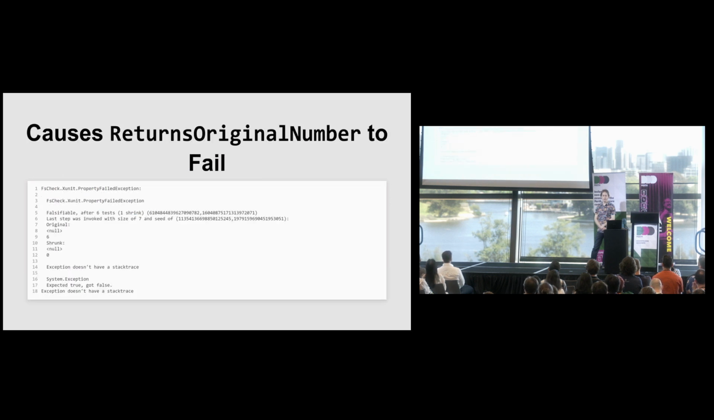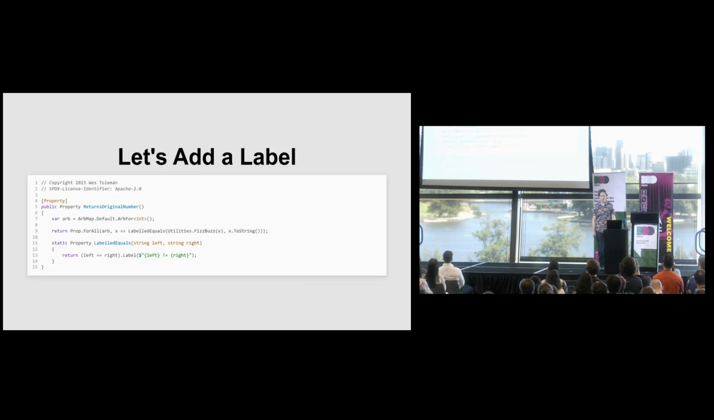Changing the requirements has caused the original test to fail. After 6 tests, we found that our property does not hold for the value 6. It also doesn't hold for the value 0. Let's add a label to see what's going on. Labels are shown in the output of failing properties.